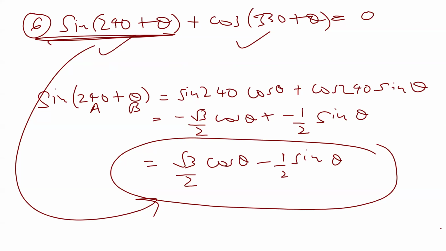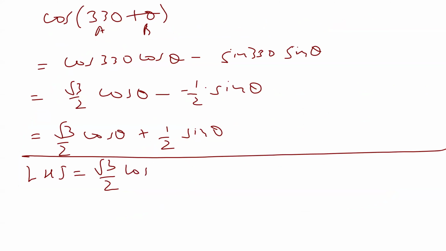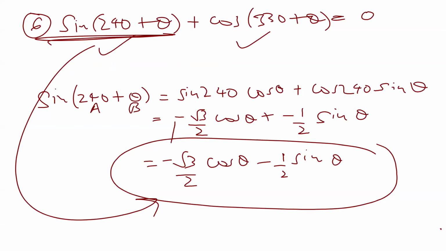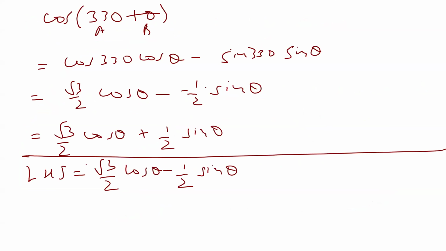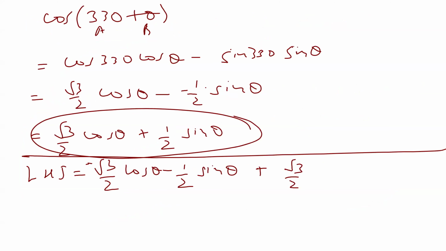Okay, so root 3 by 2 cos theta minus half sin theta. Okay, yeah, and this is also minus. So just put that minus. Excuse me for this. And the second value is over here: root 3 by 2 cos theta plus half sin theta.